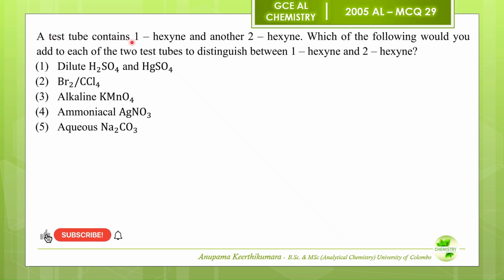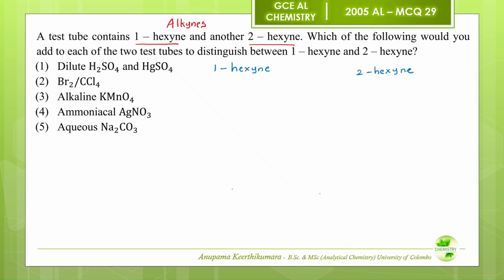A test tube contains 1-hexyne and another contains 2-hexyne. Which of the following would you add to each of the two test tubes to distinguish between 1-hexyne and 2-hexyne? 1-hexyne and 2-hexyne are alkynes. Before moving forward, we will draw the structures of these two alkynes.